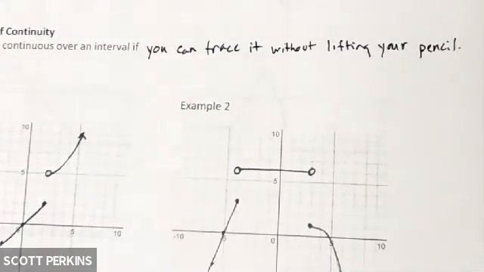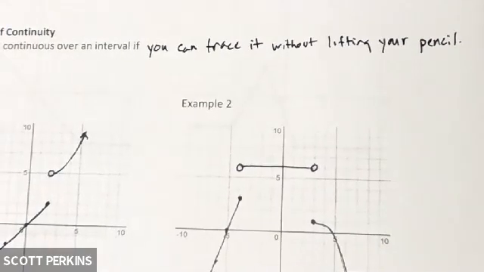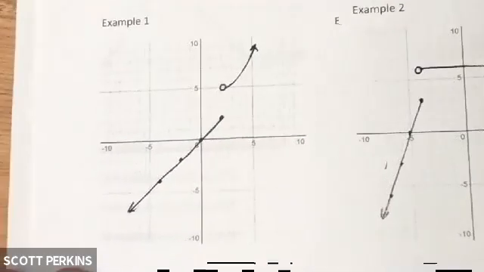Everybody got that written down? So if a function is continuous over a particular interval, if you can trace it without lifting your pencil. So let's look at example 1.